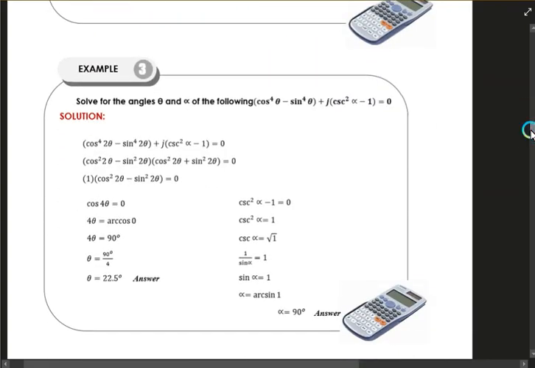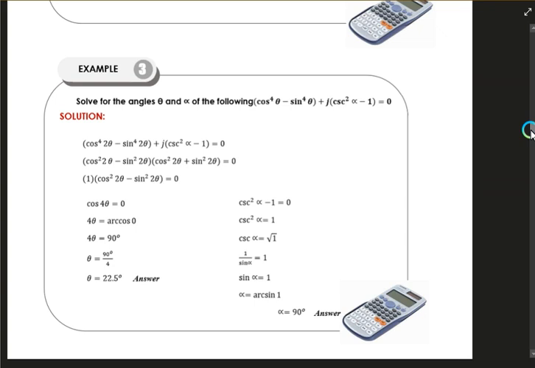So now, another example. We have to solve for the angles theta and alpha of the following: cosine to the fourth theta minus sine to the fourth theta plus j cosecant squared alpha minus 1 is equal to 0. It is the same as before, but what we need to do is equate the real part to the real part and the imaginary part to the imaginary part of the equation. However, the right side of the equation is equal to 0.